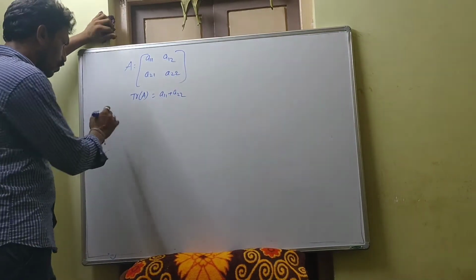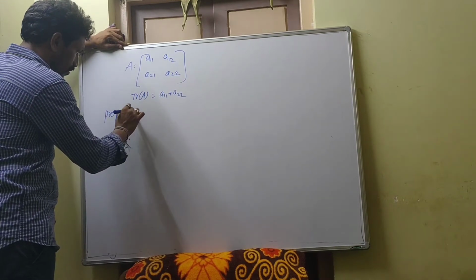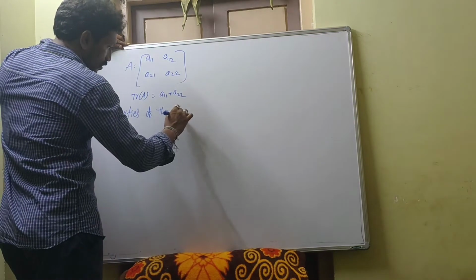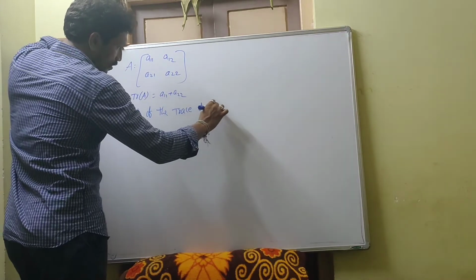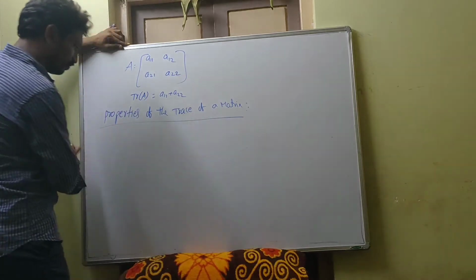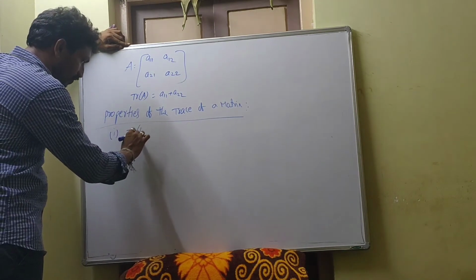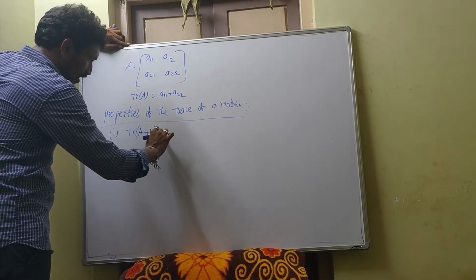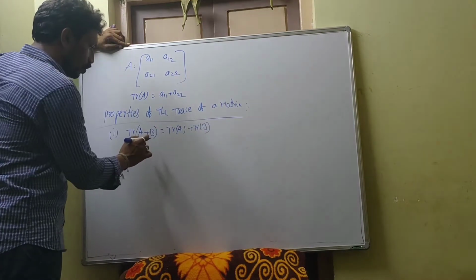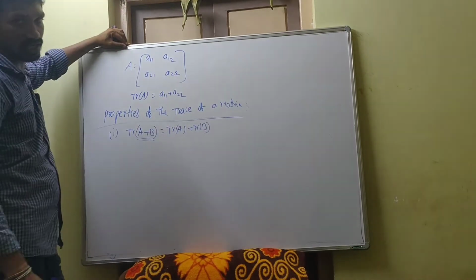Okay. So now, properties of the trace of a matrix. See here, the first property: we want to find out trace of A plus B. Very easy. Trace of A plus trace of B. No need to add these two matrices. Directly find the trace of A and trace of B. That gives the trace of A plus trace of B.